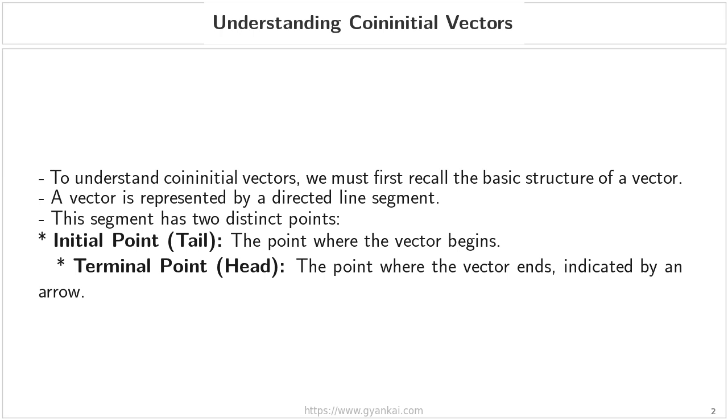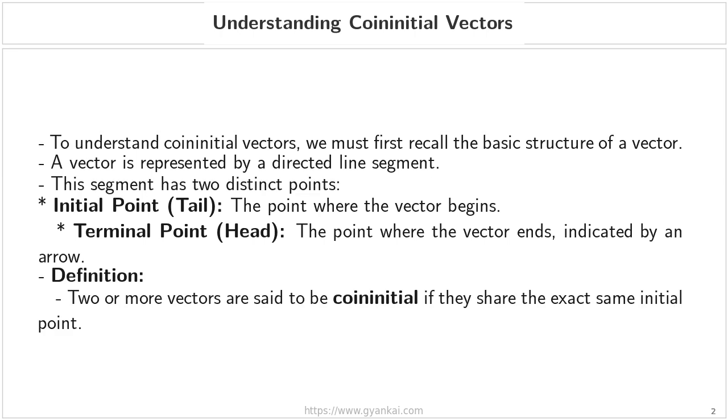First, we have the initial point, which you can think of as the tail. This is the exact spot where the vector begins. Then, we have the terminal point, often called the head. This is where the vector ends, and it's always indicated by an arrow to show us which way we are pointing. So, with that foundation in place, let's look at the formal definition.